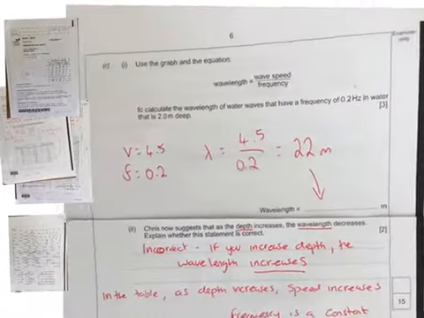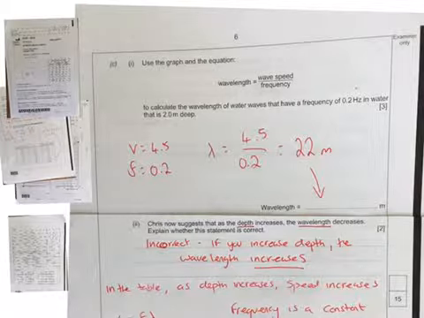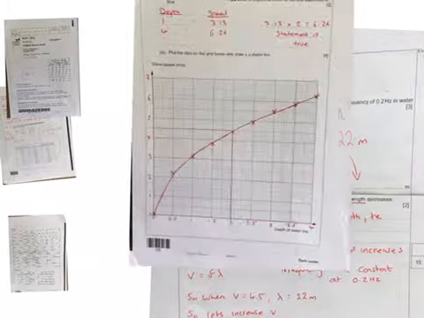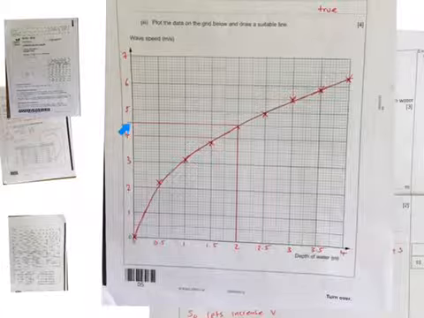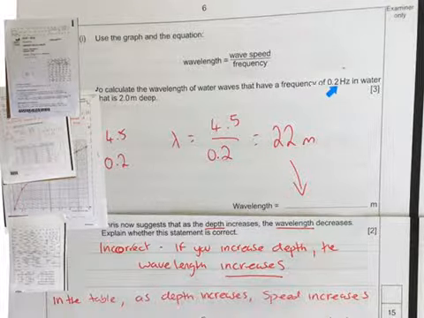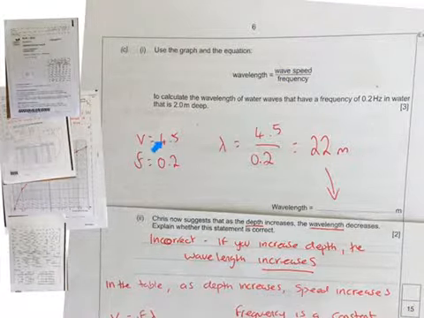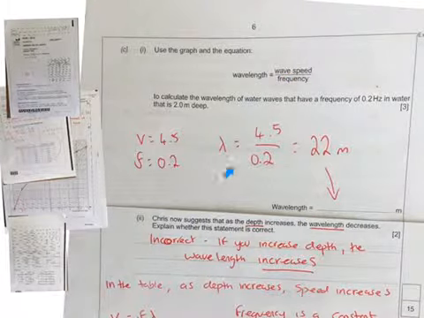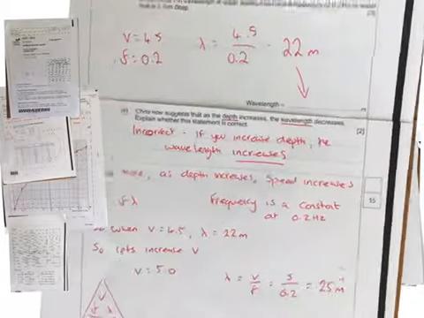And then the last question on here, or last page. To calculate the wavelength of water when it's got a frequency of 0.2 hertz in a depth of 2, you've got to go to your graph now. You've got to go for the depth of 2. The wave speed is going to be 4.5. It's told me that my frequency is 0.2. So when I use the equation, wavelength equals wave speed, 4.5, over frequency, 0.2, I get 22 meters, 3 marks. Let's not be leaving that one out.